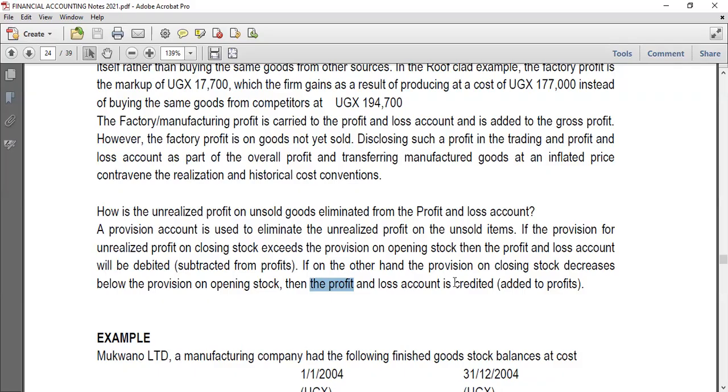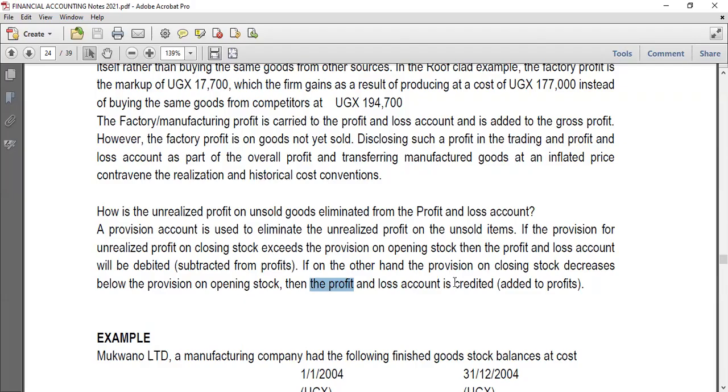This is very similar even when it comes to provision for bad debts, those that followed through. We also say that, of course, if you compare the provision you started with and the provision you're ending with, and the provision you're ending with is higher, it means there is an increase in, let's say, provision for bad debts. It means that you have to debit your P&L. So it's the same principle. And we are saying that alternatively, if your provision on closing inventory has decreased compared to the provision that you started with, then you should credit.